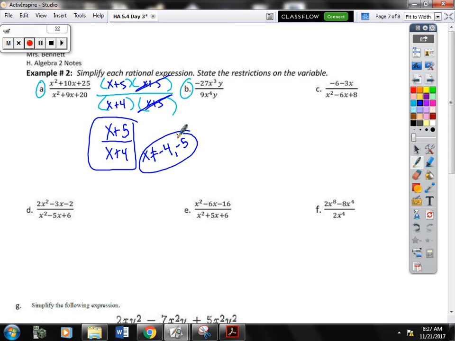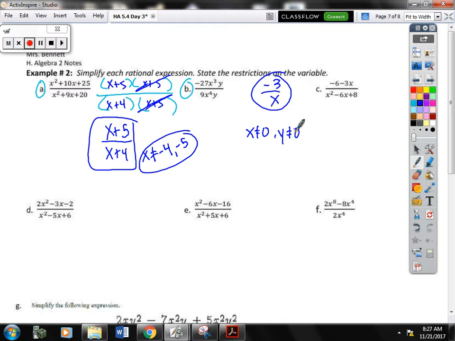How about for B? What did you guys get for your final answer here? Hannah? Negative 3 over x. Perfect. Negative 3 over 1x, or just x. Very nice. And for your restrictions here, you actually should have two. We should have that x cannot equal 0, and also that y cannot equal 0, because there was originally a y in the denominator.